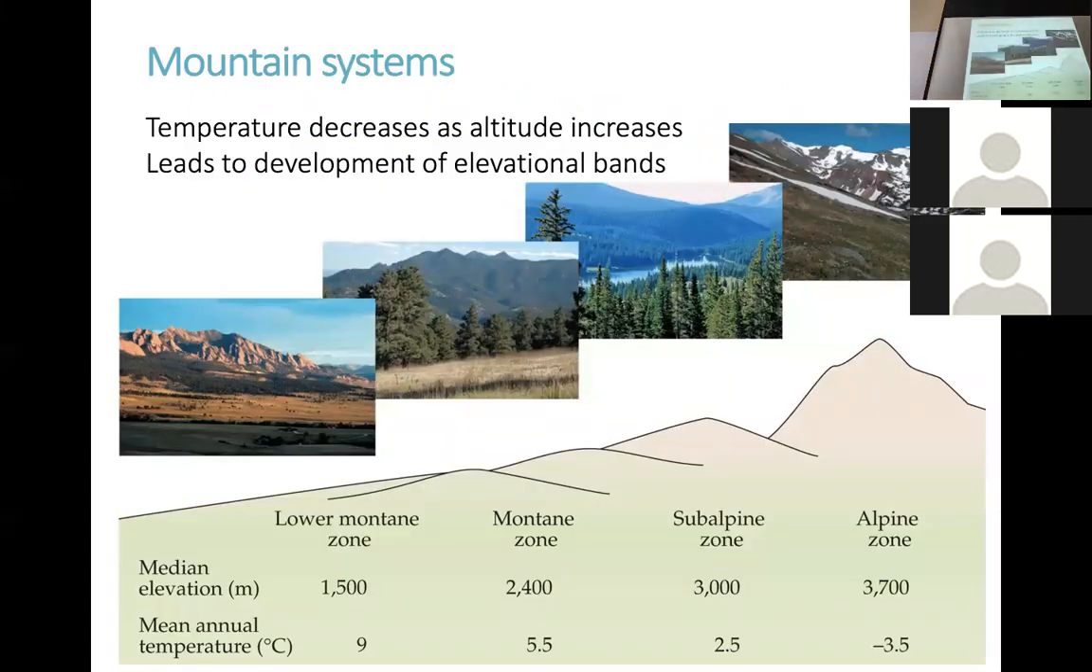So mountain systems, first off, they change as you go up in altitude. The higher you climb on a mountain, the colder it gets. I think everyone's probably aware of that. So you get these developmental bands, different vegetation at different altitudes because of the difference in temperature. You don't need to know the names of the zones. Just know that you get this change in vegetation as you move up a mountain.